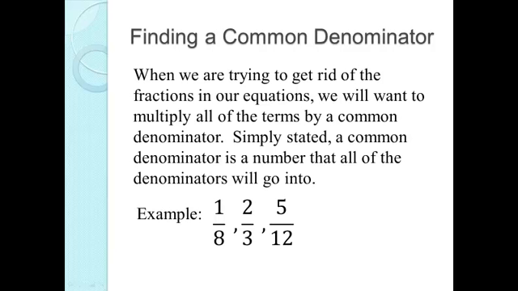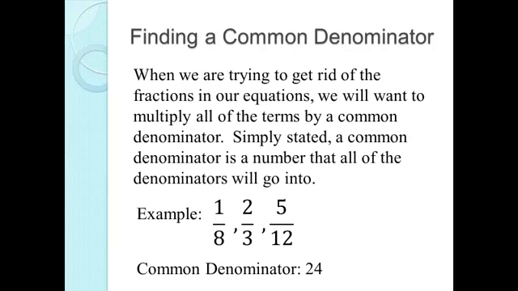Simply stated, a common denominator is a number that all of the denominators will go into. In this example, looking at the denominators, what is a number that all of them will go into? Well, 8, 3, and 12 will all go into the number 24. So 24 can be a common denominator.